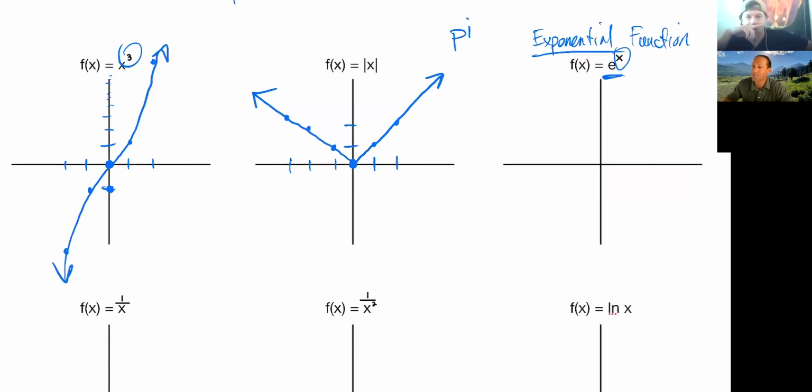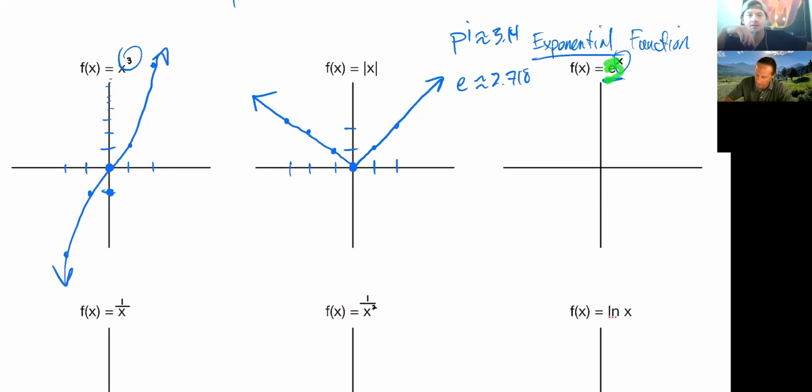And you know pi is a little bit more than 3. That 3.14. E is a little bit less than 3. It's 2.71828, blah, blah, blah, blah. It goes on forever. Never ends, never repeats. So you can think of e as about 3.